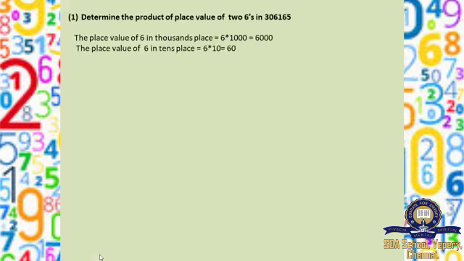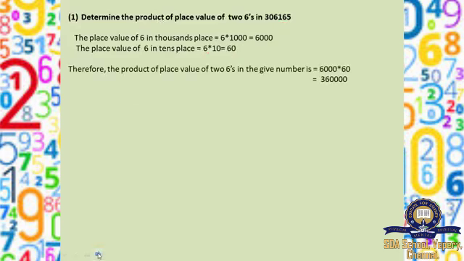Now we will do some sums based on the place value and face value of a digit in a number. Determine the product of place value of 2 sixes in 306165. Here, 6 is present at the thousands place. So it is 6 into 1000, which is equal to 6000. And 6 is present in the tens place. So it is 6 into 10, which is equal to 60. We have to find the product. So we have to multiply.